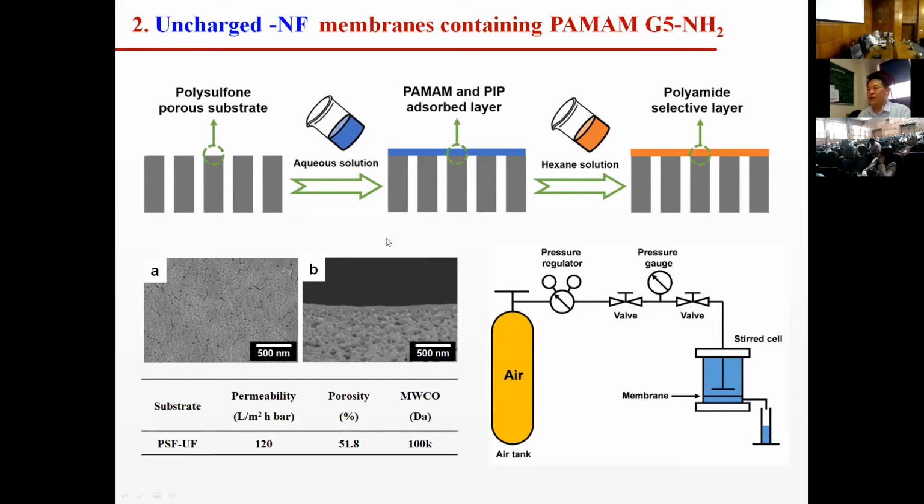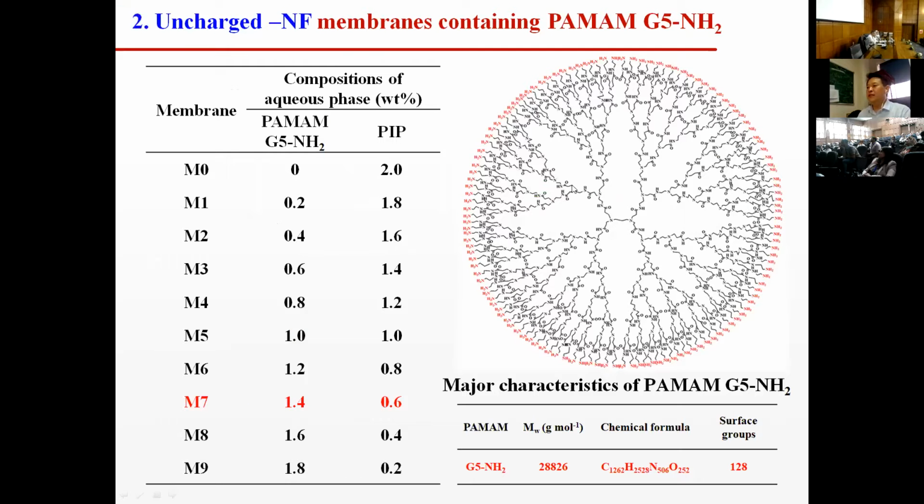This is a simple process to prepare the nanofiltration membranes using the interfacial polymerization process. In our work, we use the PSF ultrafiltration membrane as a support. This is the dendrimer. In one molecule there are over 100 amino groups outside. These amino groups can be polymerized with the TMC and so on.